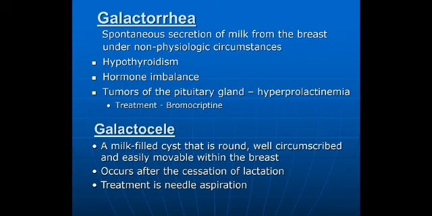A milk-filled cyst that is round, well circumscribed and easily movable within the breast is called a galactocele. It occurs after cessation of lactation. Treatment is surgical, that is, needle aspiration.